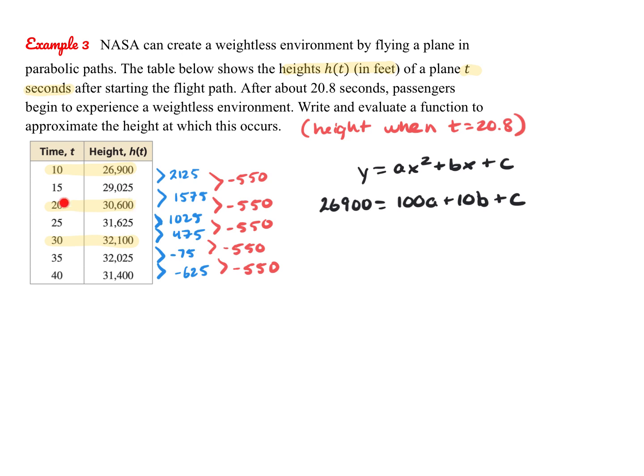So then I'll use this next coordinate to make a second equation. So here we have 400a plus 20b plus c, and then I'll use this third coordinate that I picked to create my third equation.